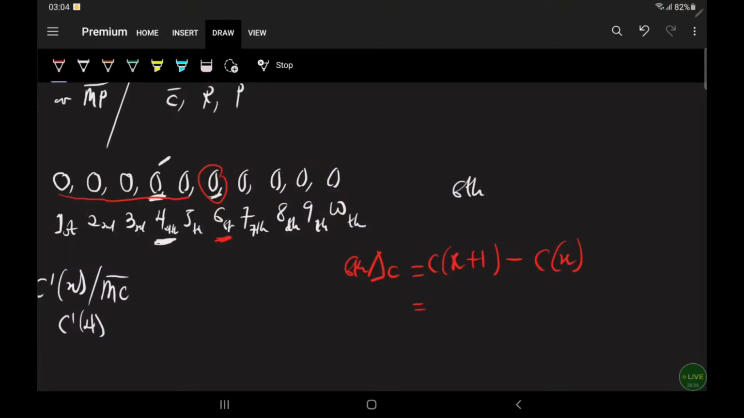So in that case, it's going to be the cost of the 5th, plus 1, and then compare with the cost of how many you produce before the 6th, which is 5. You can see here.